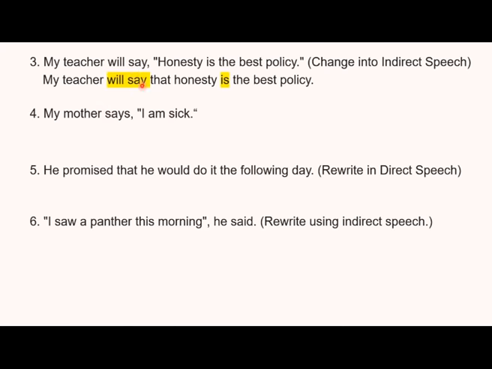My teacher will say, it remains will say. Please don't make it my teacher said. My teacher will say remains my teacher will say that honesty is the best policy. The tense does not change. Sometimes that may be given, sometimes that may not be given. It doesn't make any difference. The answer is correct. Again, my mother says that she is sick. Again, says is present tense, is is present tense. So remember, if the reporting verb is in present tense or future tense, the tense of the statement you are changing will not change.